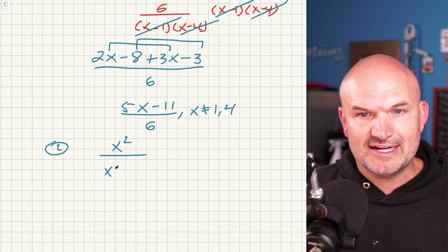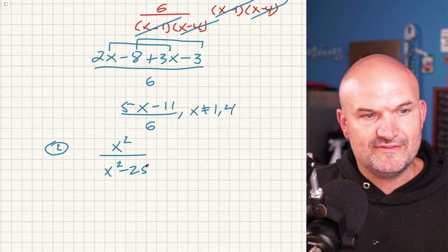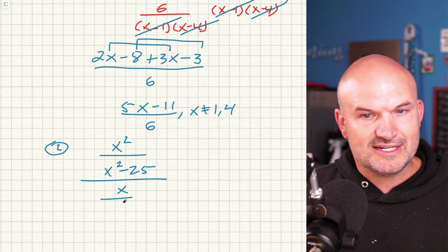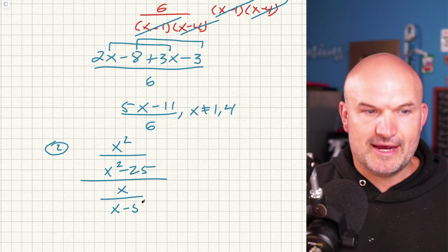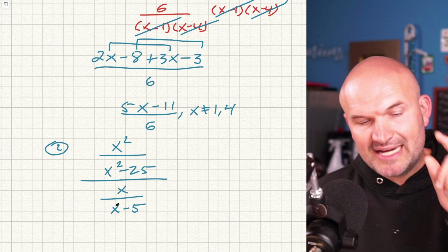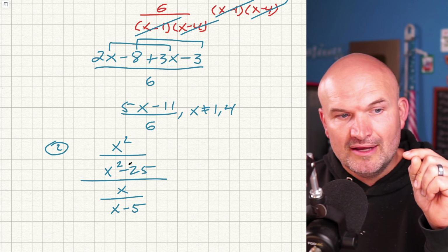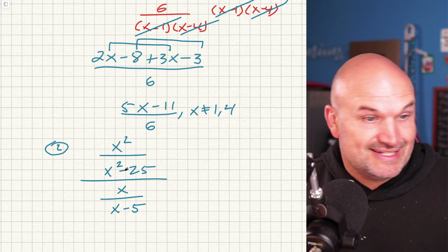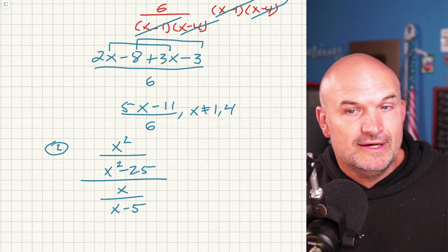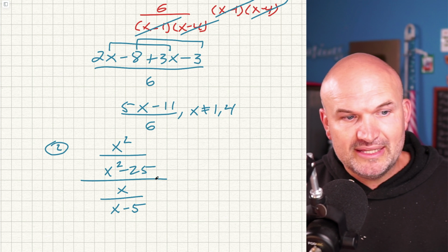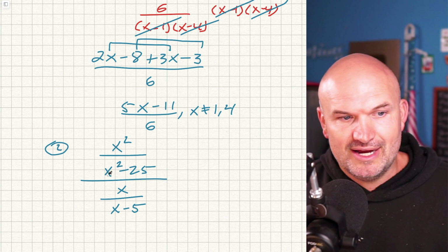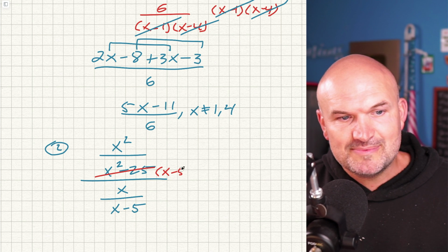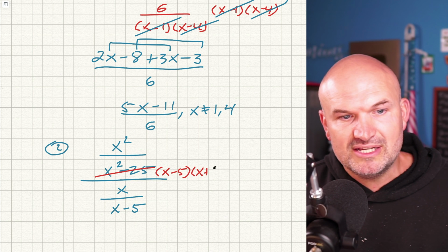In this case, I have x squared divided by x squared minus 25, divided by 8x over 8x minus 5. Okay, again, ladies and gentlemen, I see a binomial in this denominator, but here it's a quadratic. It's not a trinomial, but it is a quadratic. And I immediately recognize I can simplify this, right? I can rewrite that as an x minus 5 times an x plus 5.